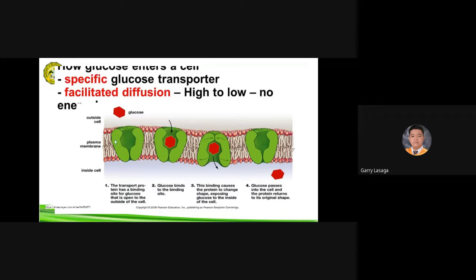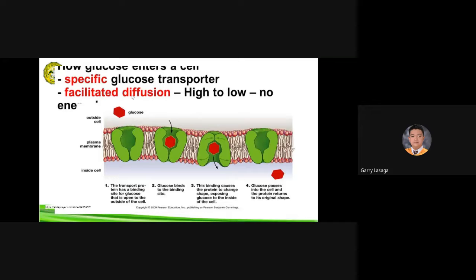When these GLUT transporters are present, the transport protein has a binding site for glucose that is open to the outside of the cell. The glucose now will bind to the binding site of the glucose transporter, and this binding will cause the protein to change shape, exposing the glucose to the inside of the cell. The glucose will now pass into the cell, and the protein returns to its original shape.